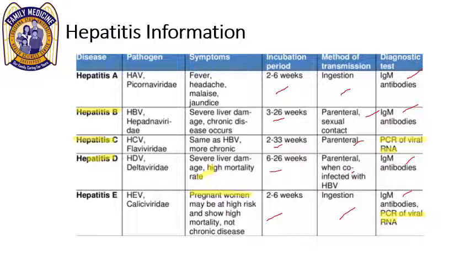It does show an increased risk of mortality and morbidity, but it does not occur as a chronic liver disease. So understanding that Hep B, C, and D are really the ones, and really Hep B and C are the ones that you really want to look for.